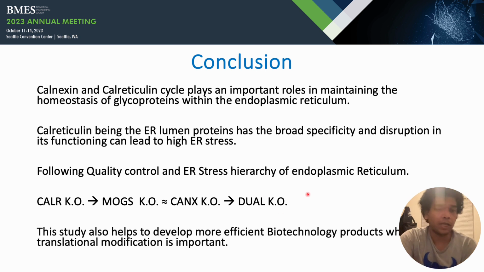And along with that, since there is now a push in biotechnology products to move towards cell lines that are human derived, this study will help in those biotechnology products where post-translational modification is important, as the functioning of calnexin and calreticulin might help us to design cell lines that can produce biotechnology products in a more customized manner.